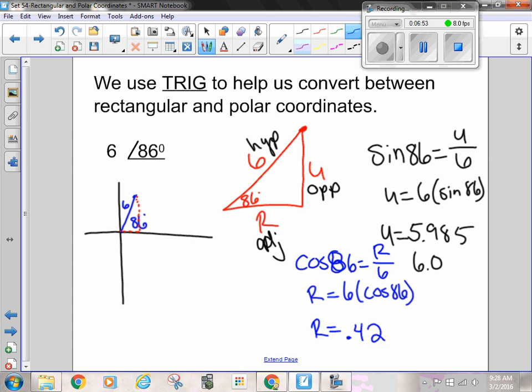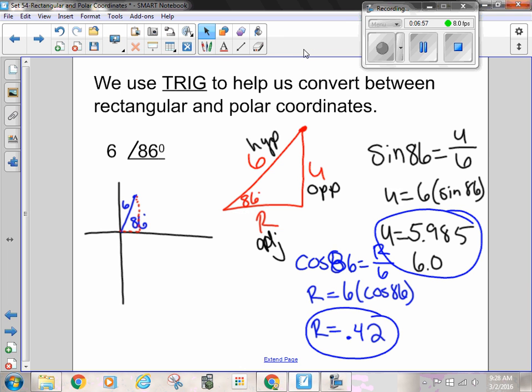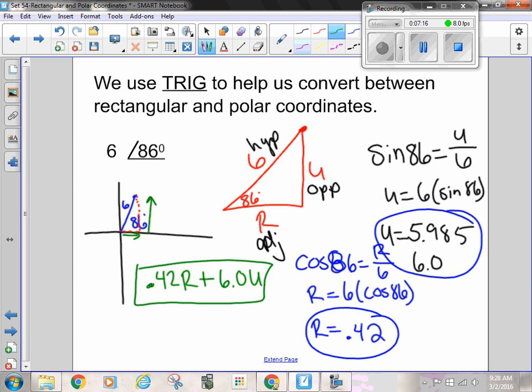So I have my U and I have my R. And I'm going to write that. I have to write it in rectangular form. Remember, R comes first. So 0.42 R and plus, we can say 0.60 U. Both of these are positive because I know I'm going to the right and I'm going up. Okay, so here would be my rectangular coordinate.